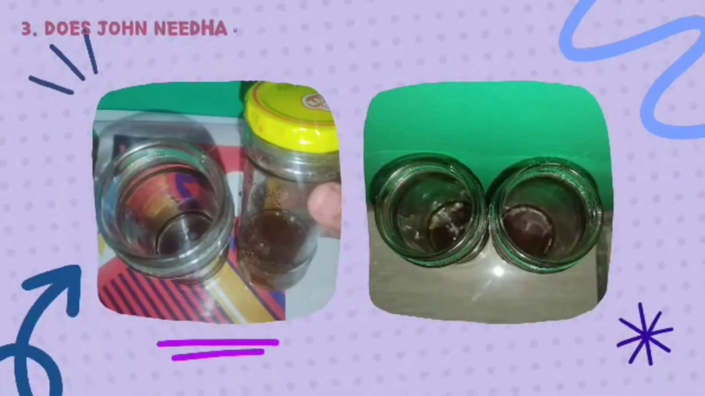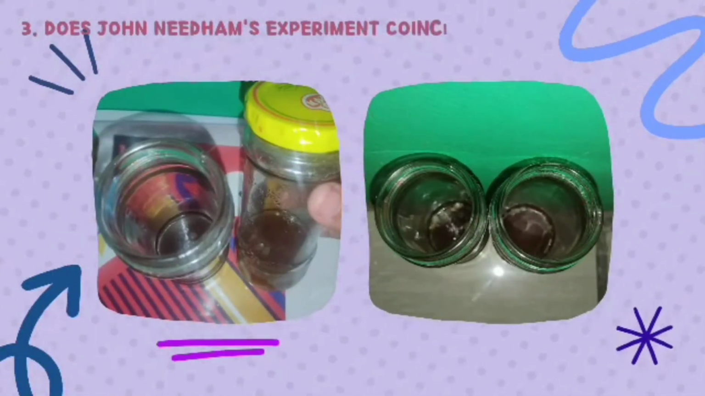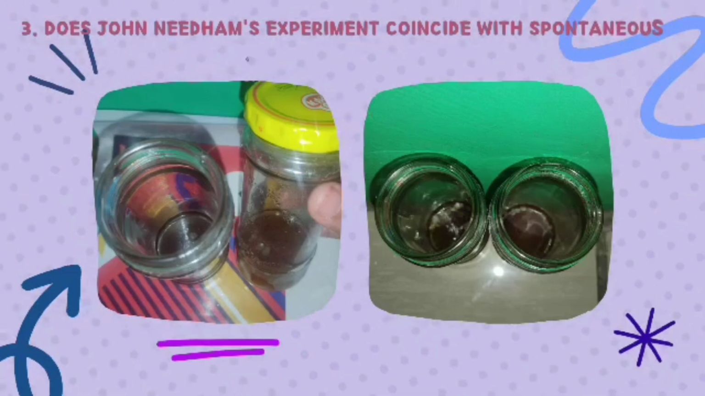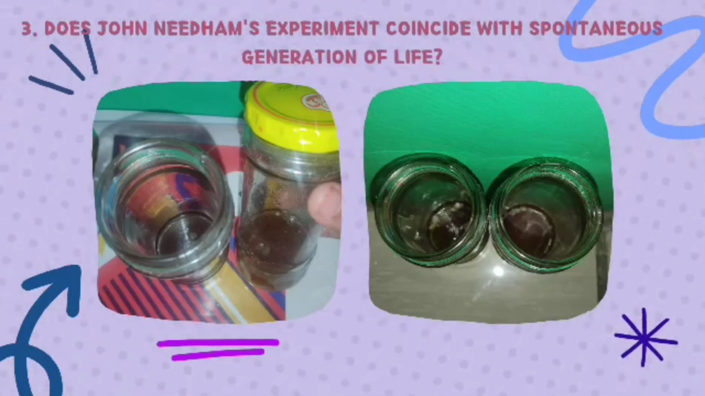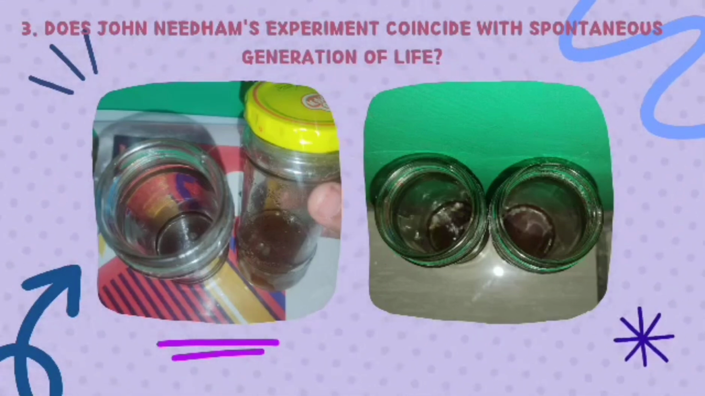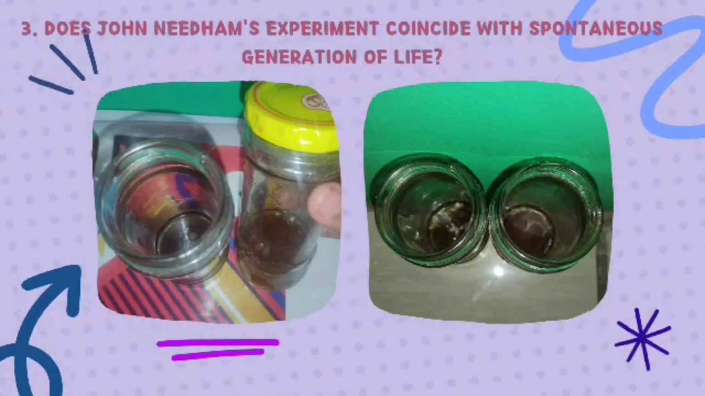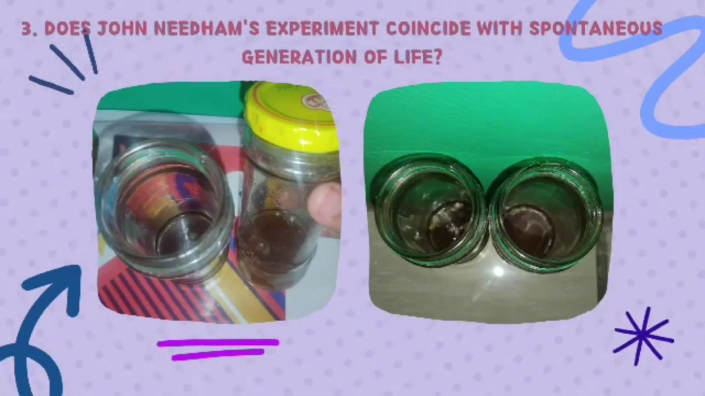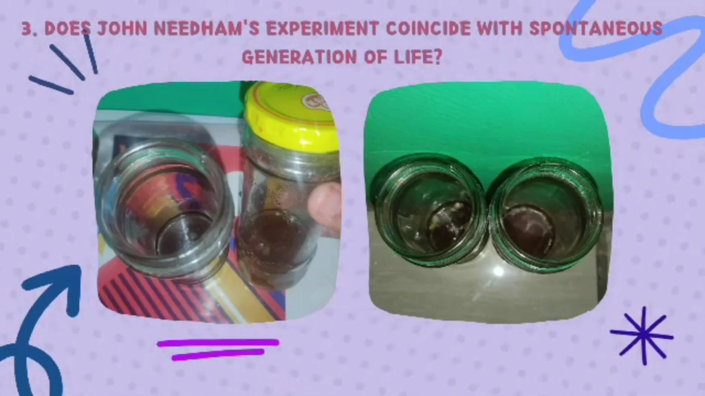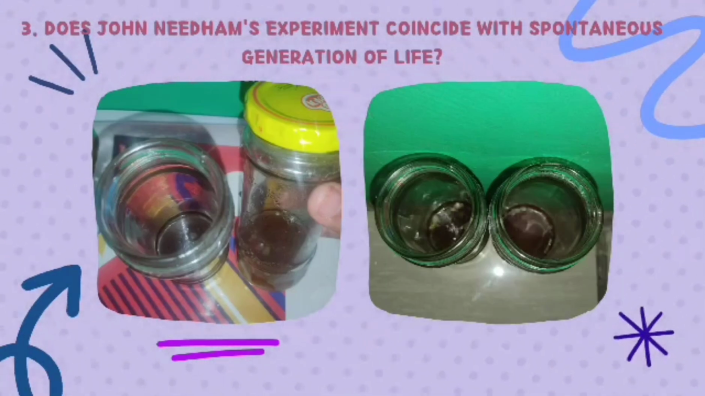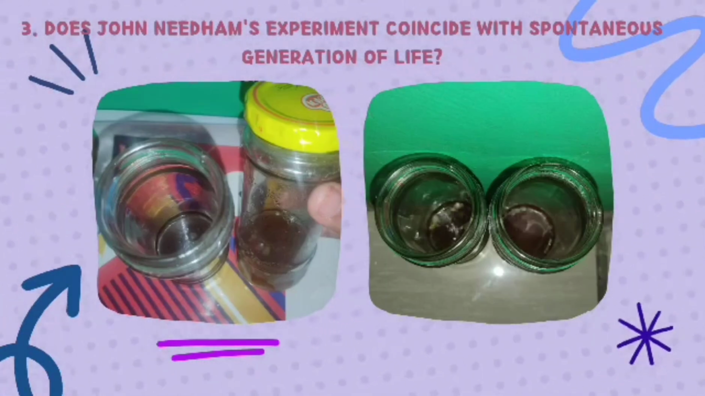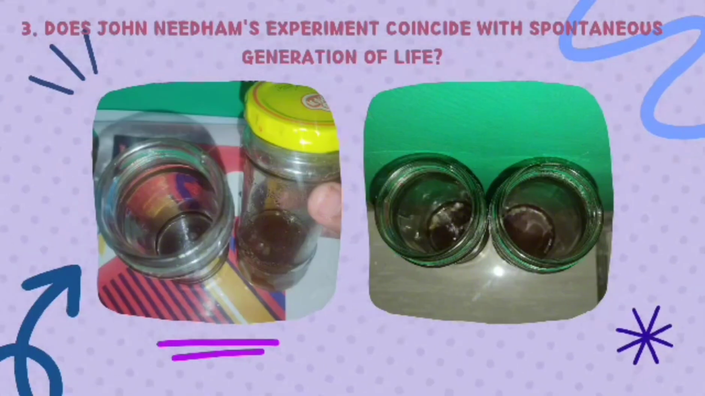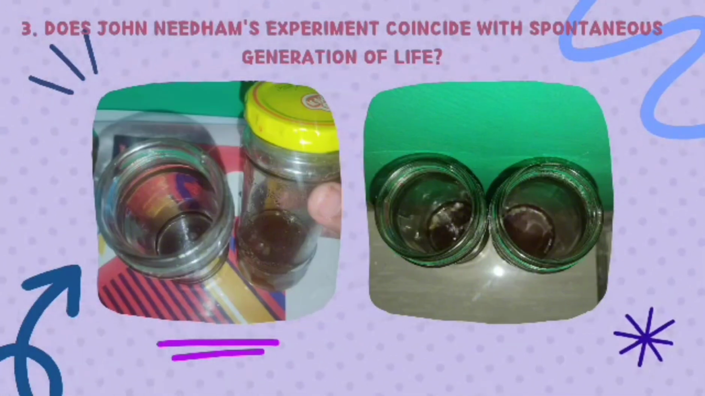Does John Needham's experiment coincide with the spontaneous generation of life? Yes, John Needham's experiment appeared to support the idea of spontaneous generation because microbial growth occurred even after heating the broth, which he thought had killed all existing microorganisms. He incorrectly concluded that new microbes spontaneously arose from the broth.